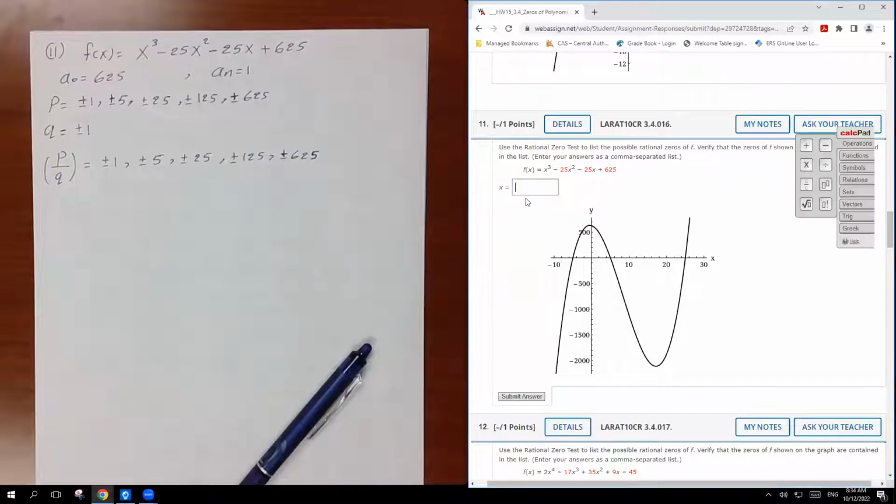Let's type these possible zeros here. Is there a way to write down a plus or minus? I think you can't, so let's check the operation. No, you can't. So I have to write down 1 and -1, comma, 5 and -5, comma, and you have to write down 25, comma, -25. That means you're going to write down the positive and the negative. And 125, comma, -125. And the last possible zero is 625, comma, -625.